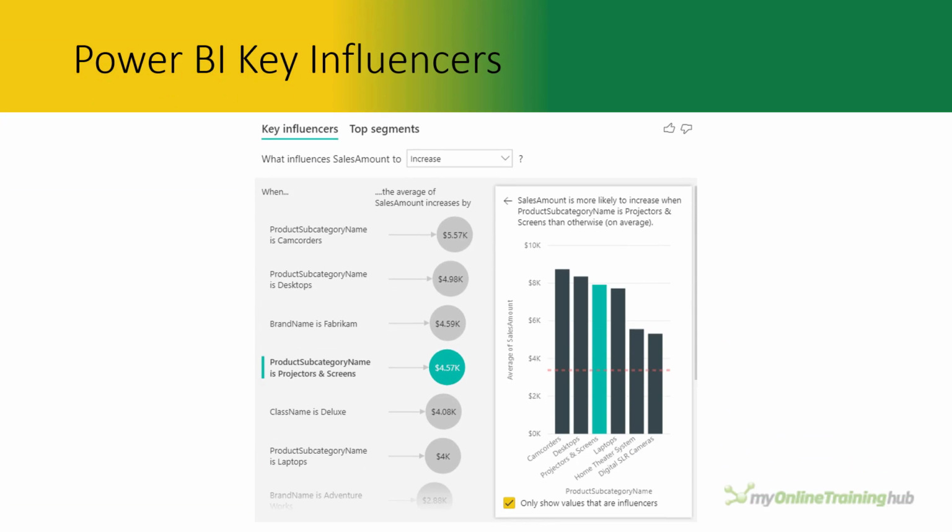Power BI's Key Influences visual helps you understand the factors that drive a metric you're interested in. It analyzes your data, ranks the factors that matter, and displays them as key influences. For example, here I've asked it to rank what factors influence sales to increase.